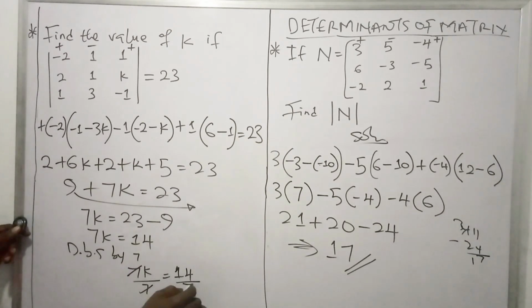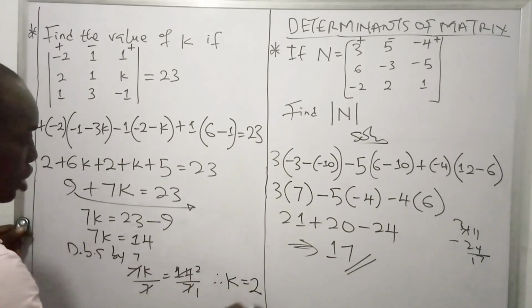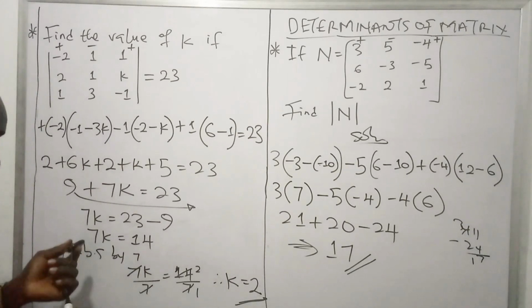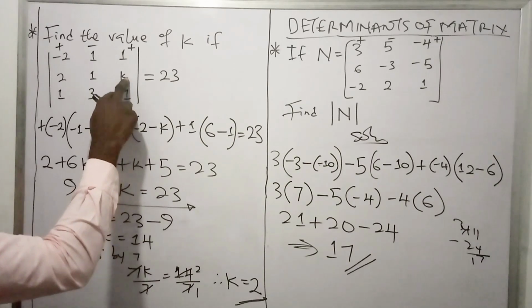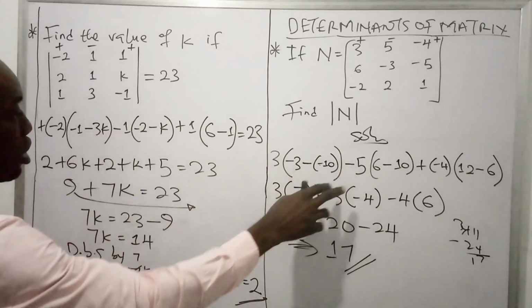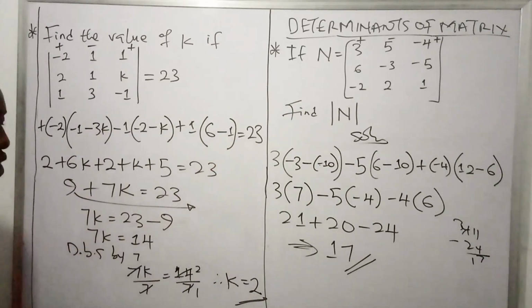So 7 cancels out 7. 7 here is 1. 7 into 14 is 2. Therefore, the value of k is 2. To prove that your answer is correct, put the value of k as 2 here and go through the same thing again. You see that's going to produce for you 23 as the determinant of this matrix.